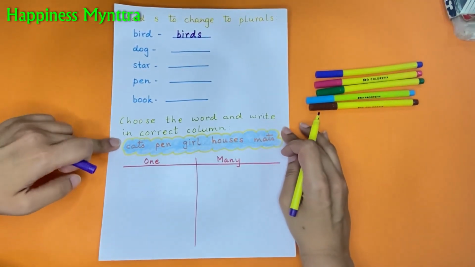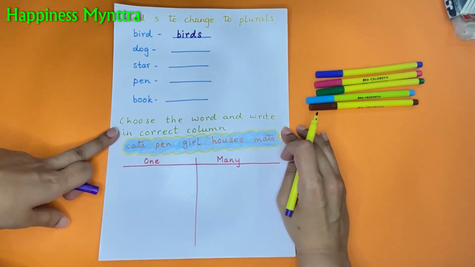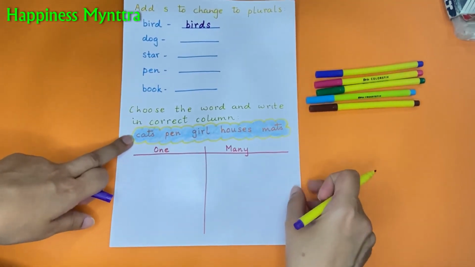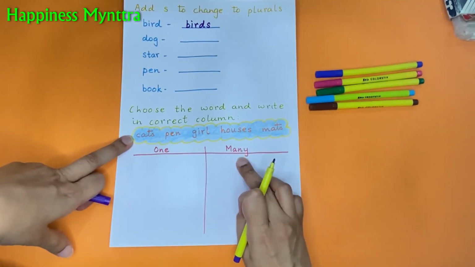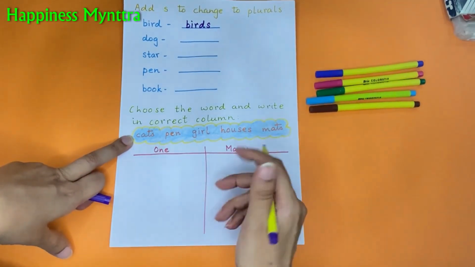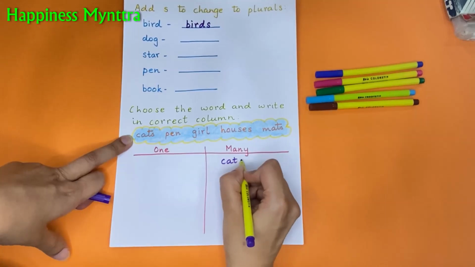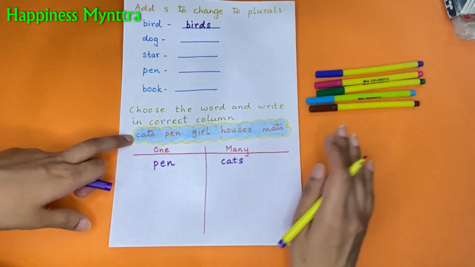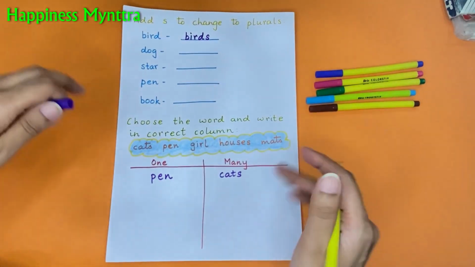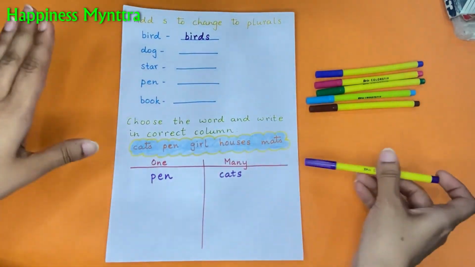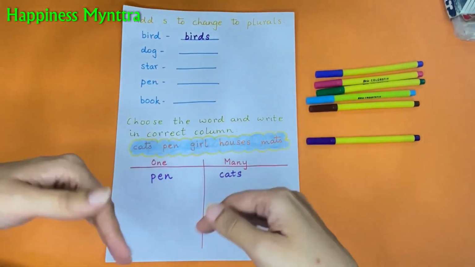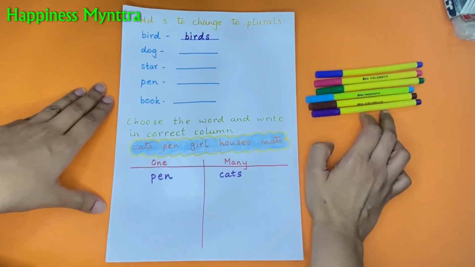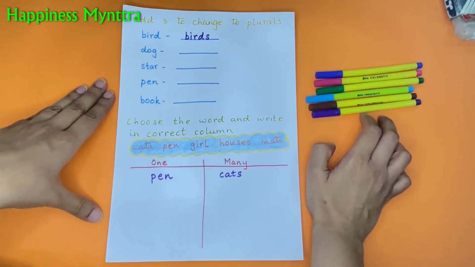Then there's another question which says, choose the word and write it in the correct column. So here the first word is cats, which will go in the many or the plural column. Okay, so we'll put cats here. Next is pen, we'll put it here. This is just to make sure that the children are very clear on what it means to be single and to get bigger in quantity: double, triple, any other number, a larger quantity.